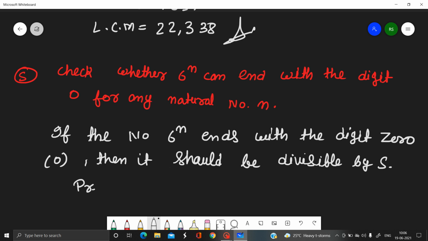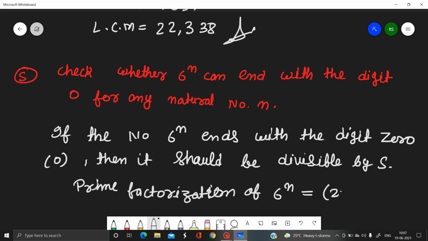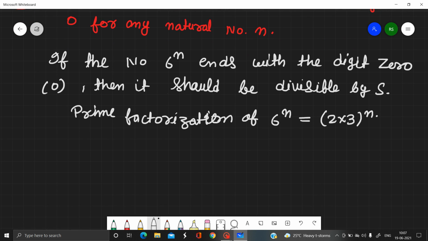But you can see when we do prime factorization of 6 to the power n, we will get here 2 into 3 to the power n. So you can see here that when we are doing prime factorization, we will not get 5. So I can see that 6 to the power n is not divisible by 5. So there is no chance that we find the digit 0 on the unit place. So hence it's clear.